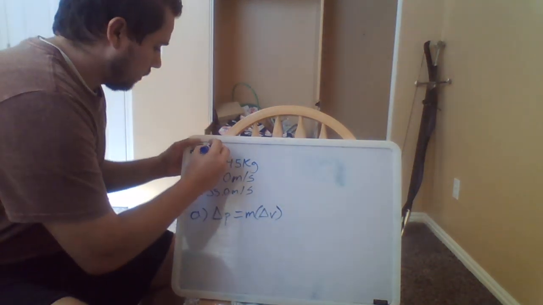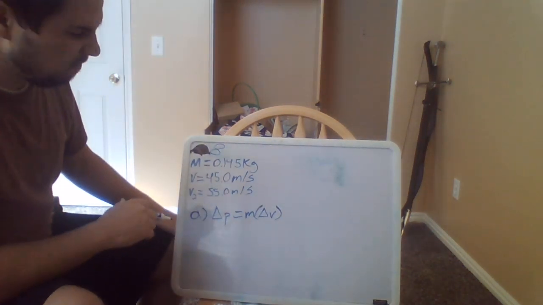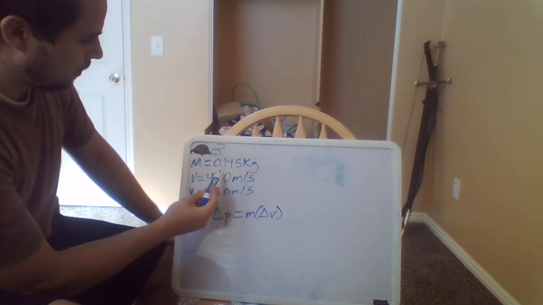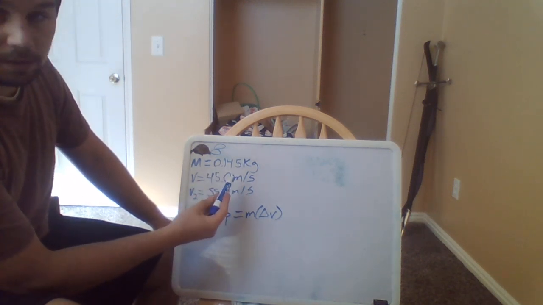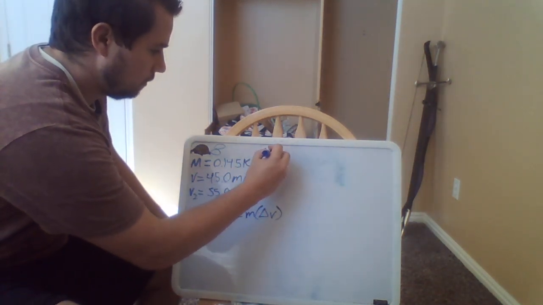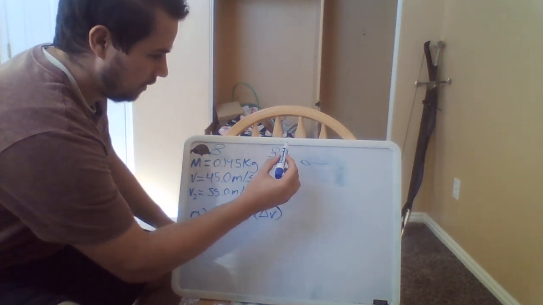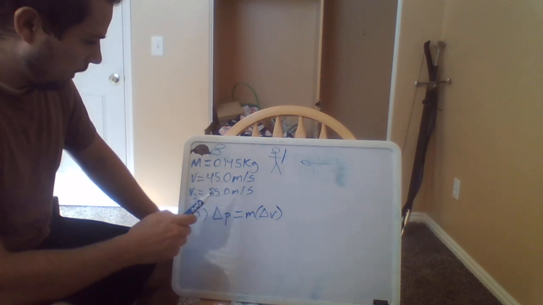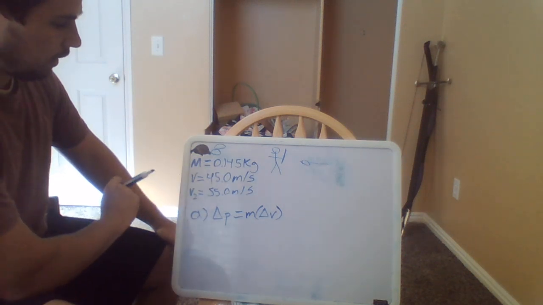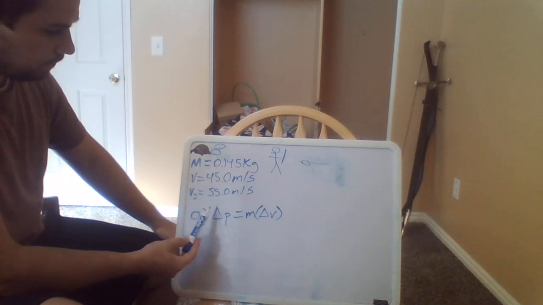Okay, this is chapter 8, question 8. We have a baseball that is 0.145 kilograms in mass. Draw a little picture here. It's pitched towards the batter at 45 meters per second, and the batter hits it at 55 meters per second in the opposite direction.